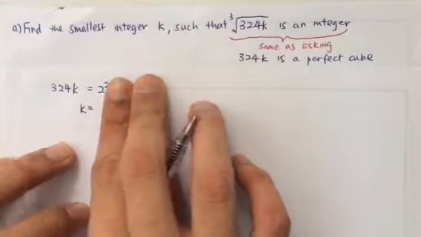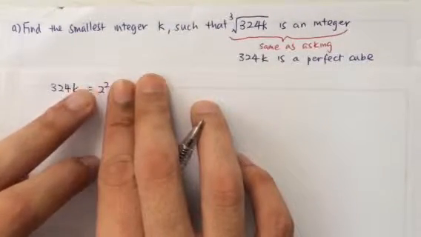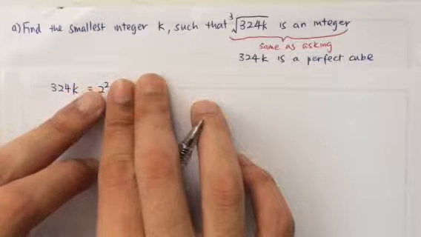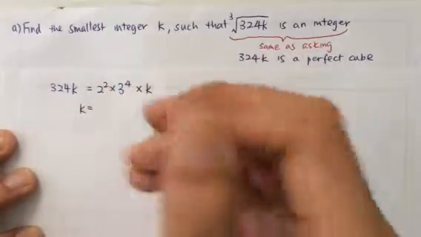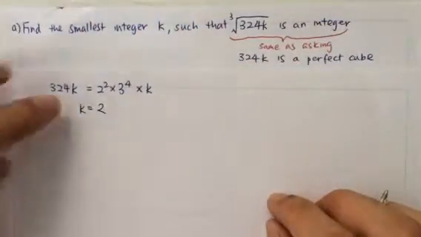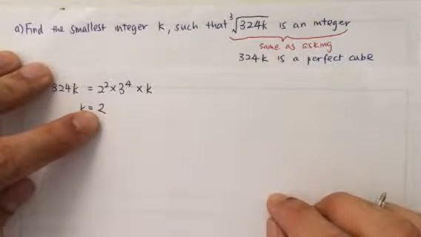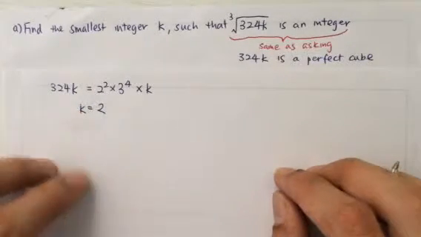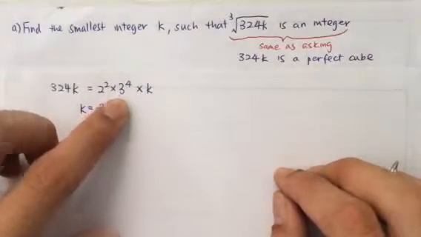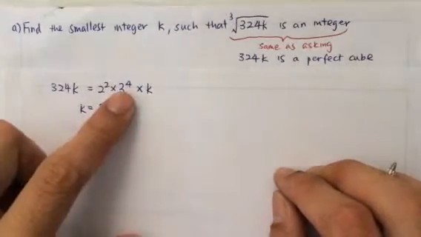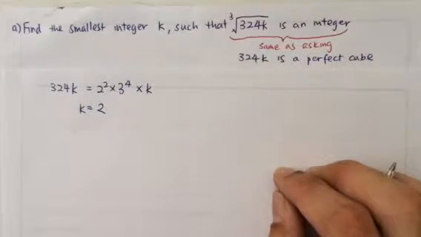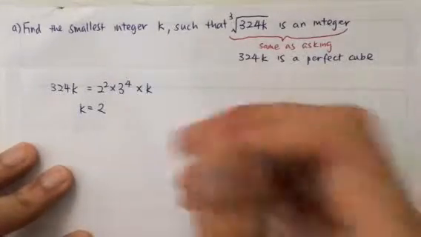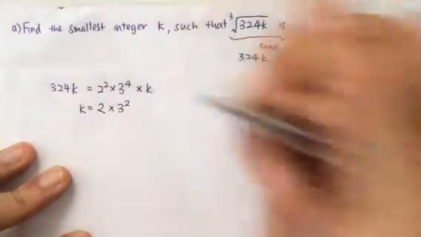Let's look at the first one, 2 squared. To make 2 squared become a multiple of 3, we can make it 2 cubed. That's the fastest way. So k has to be at least a 2, since 2 squared times 2 will give you 2 cubed. Then we look at 3 to the power of 4. 4 is not a multiple of 3. To make it a multiple of 3, we can try making it 6, which is the shortest we can have. So what we need is another 3 squared.